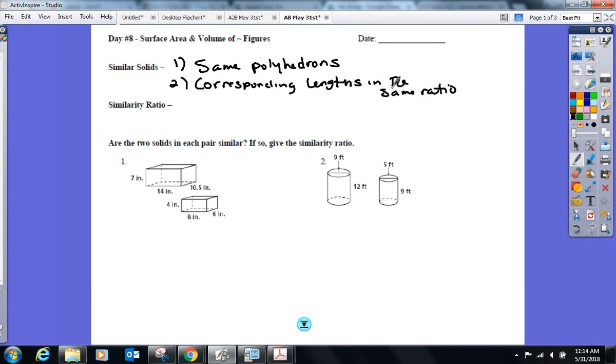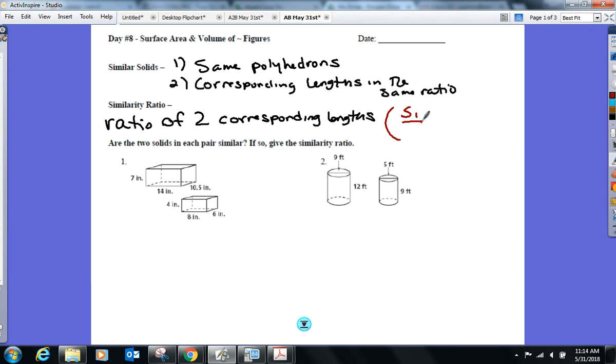How many times have we heard this term, similarity ratio? What is it then? Describe to me what the similarity ratio of two figures is. It's one of those words that's hard to define. Okay, so it's the ratio of two corresponding lengths. In the area unit, we used S1 over S2 to denote the similarity ratio.